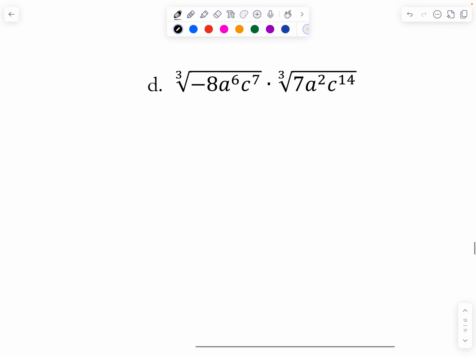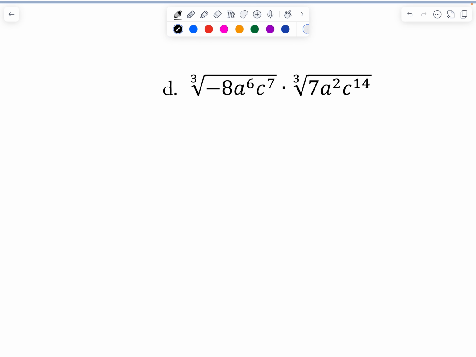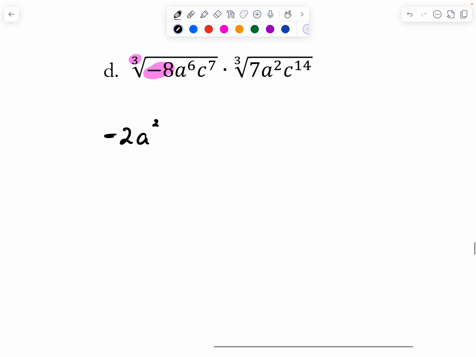Okay, let's do D. All right, now if I do these separately and then I'll put the stuff back together, I know the cube root of -8. The cube root of -8 is a -2. The cube root of a to the 6th power, 3 goes into 6 twice, so that's a squared. And then in terms of my C, 3 goes into 7 twice, and then there'd be 1 left over. Okay, times. I cannot do anything with the cube root of 7. 7 is a prime number. And in terms of my A, I don't have enough inside, right?